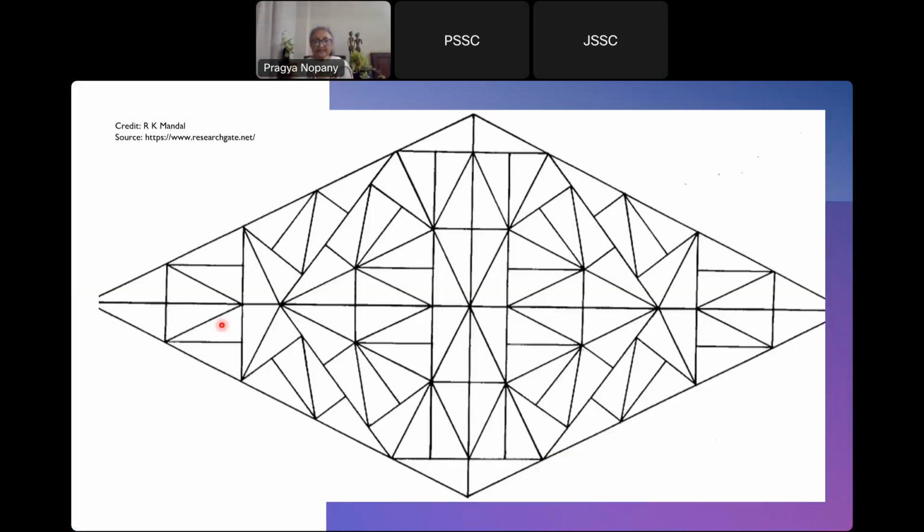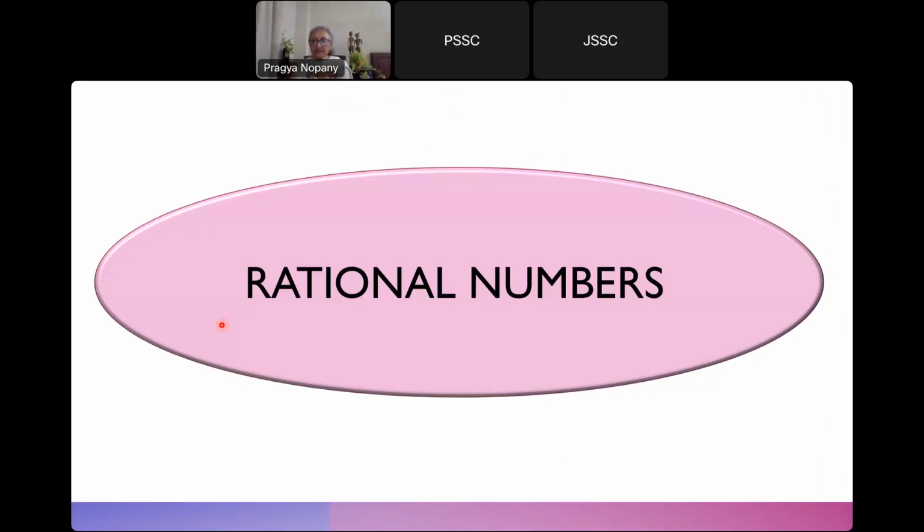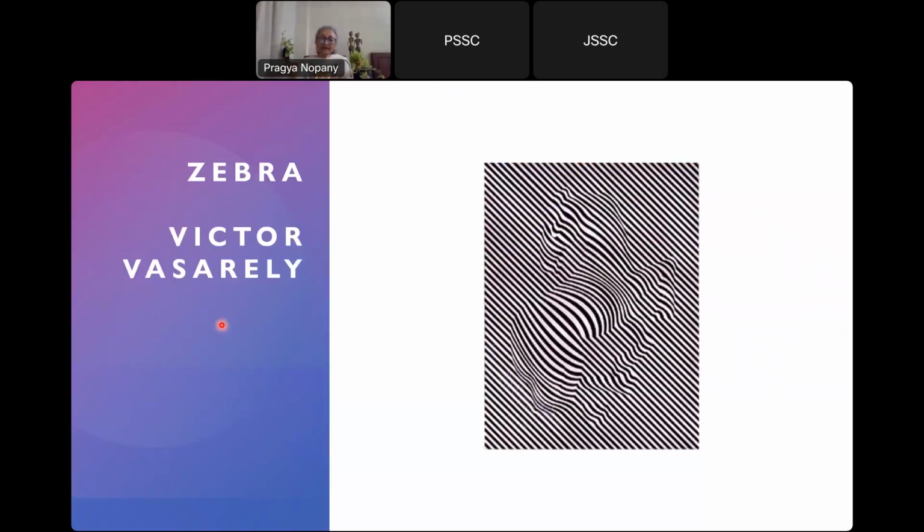Then look at this drawing by R.K. Mandal, in which again he is using so many congruent triangles, and children can have fun recognizing this. Rational numbers.